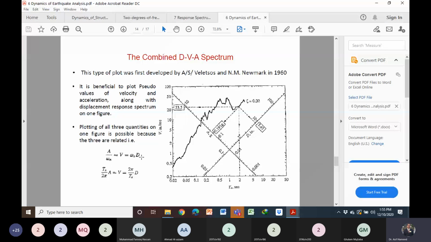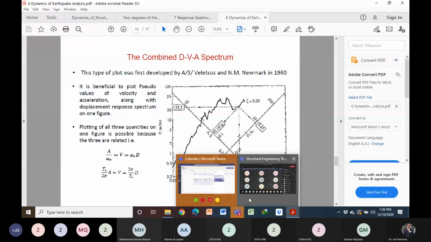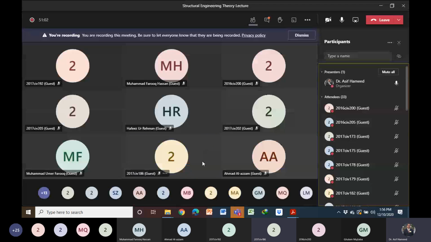What is the issue here? Spectral displacement you have to calculate. Spectral acceleration, capital A, you can divide by omega n square, and you will have the spectral displacement. And if you have to calculate the spectral velocity, you can divide the spectral acceleration by omega n. Okay? Yes, sir. Okay, any question now?